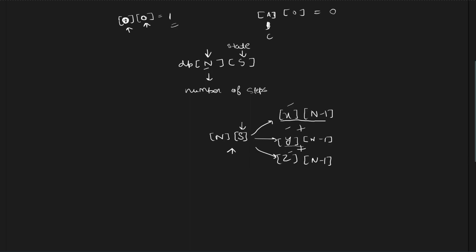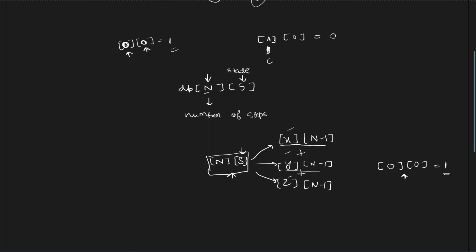Similarly, from here also I have to find the number of ways I can reach state O with 0 steps left. Right. So this is the ending condition. This is the condition where we have our answer equal to 1. So we have to add all of these values together to get our answer for our state n comma s. Right. So this would be the final solution.